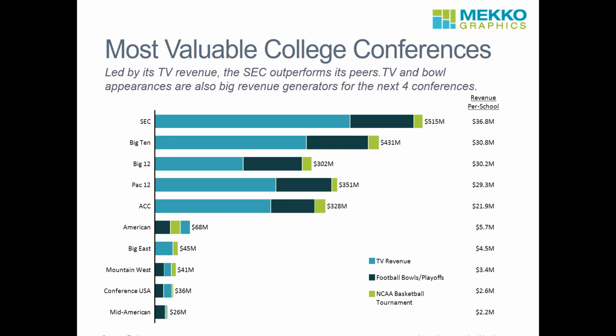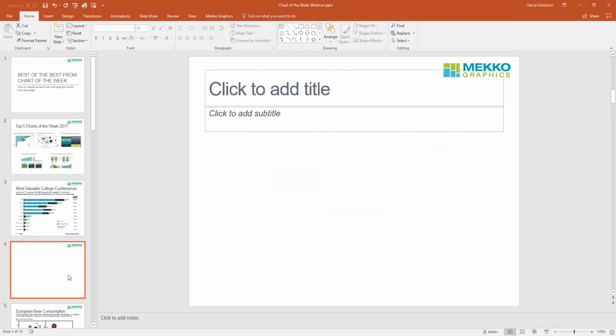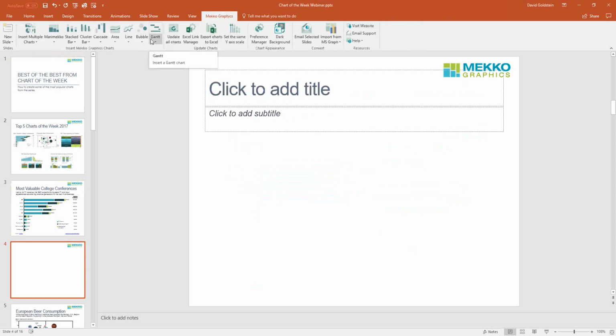Often in a stacked bar chart, I will add a data row or data column to include a key performance indicator. So in here I'm looking at total revenue in the chart, and the complementary revenue per school is my key performance indicator. So I'm going to show you how to make this chart. I'm going to escape from Mekko Graphics. I've got a blank slide here. I'm going to go to my Mekko Graphics ribbon and choose horizontal stacked bar chart.